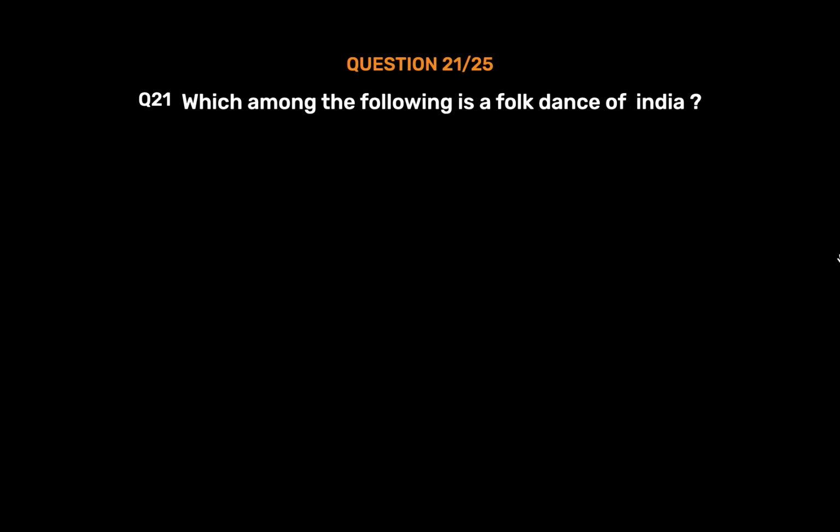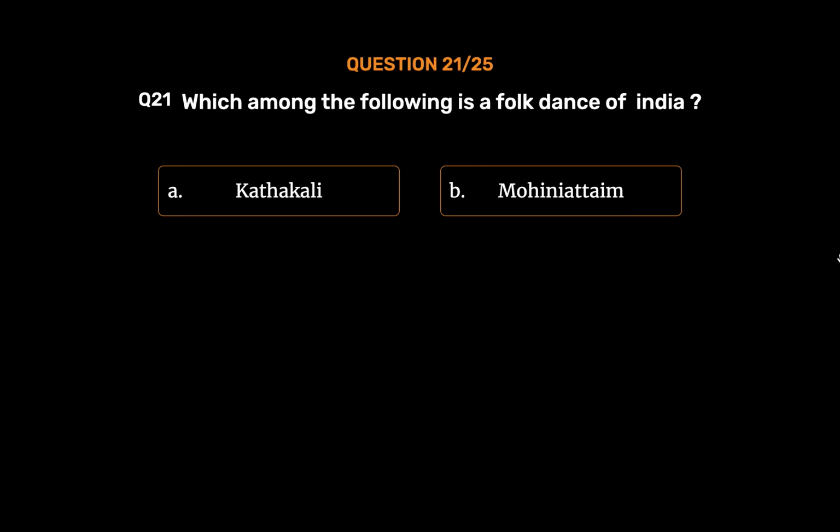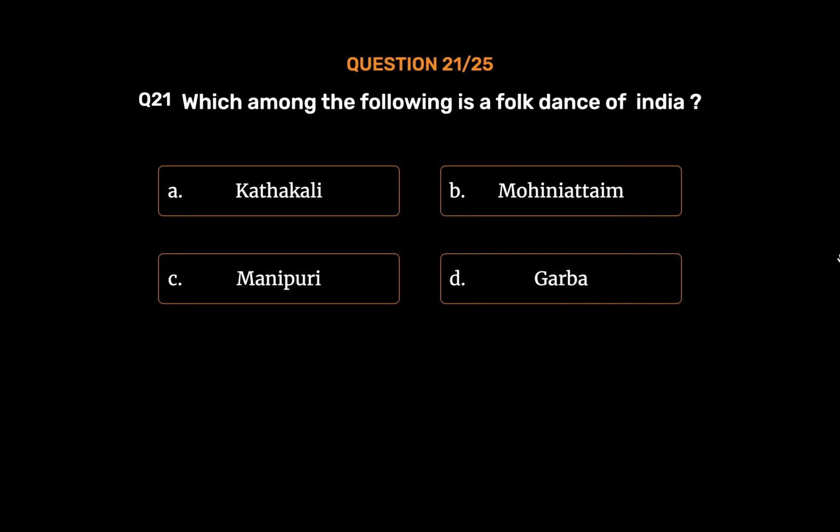Question number 21. Which among the following is a folk dance of India? Option A. Kathakali. Option B. Mohiniyattam. Option C. Manipuri. Option D. Garba. The correct answer is option D.